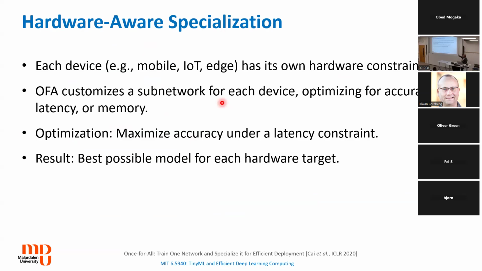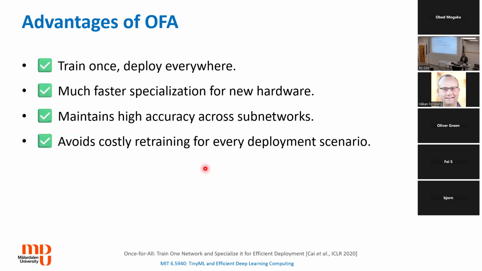So we also need to talk about how we select a subnet. Once the supernet is trained, how do we select a subnet for deployment onto our edge devices? How do we select the best subnet? We trained the supernet, so to do that, we need to maximize accuracy under a latency constraint, or maybe the storage size constraint. And the result would be the best possible model for each hardware target.